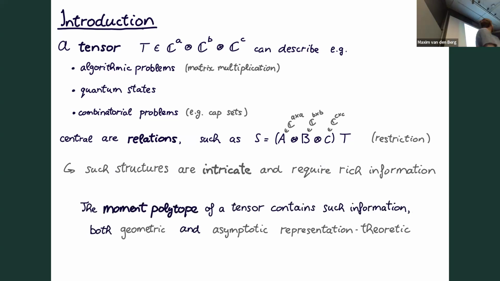And a moment polytope is just rich information like this. It contains such rich information of both a geometric type and an asymptotic representation theoretic type. I will not talk about representation theory in this talk, but just know that it's in the background.